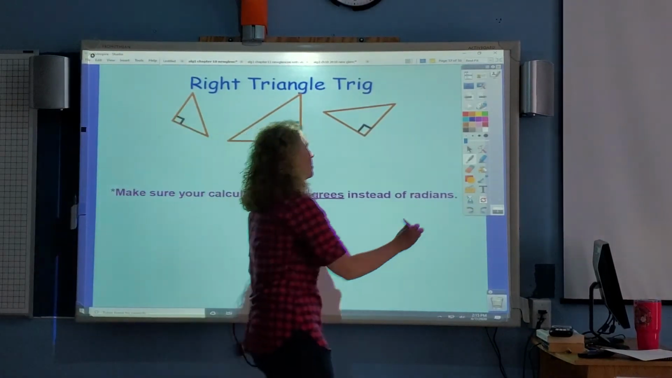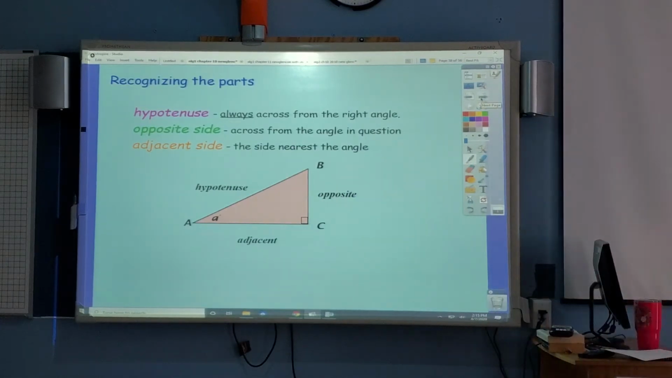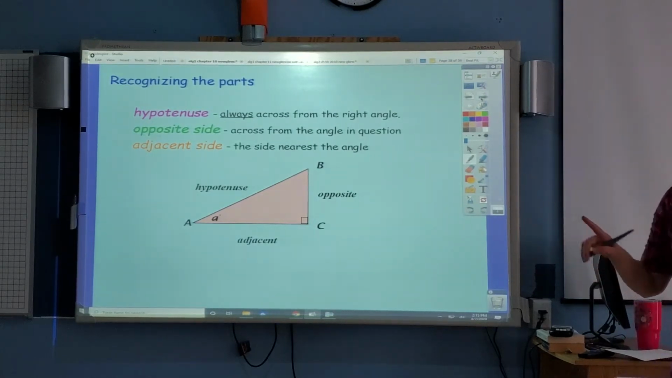We're going to talk about some specific labeling of the right triangle. We're going to talk about the hypotenuse, where it's located. Because we just talked about the hypotenuse with the Pythagorean theorem, that'll be the easiest one of the three for you to find. It's across from the right angle.